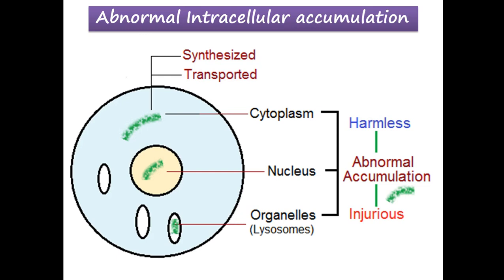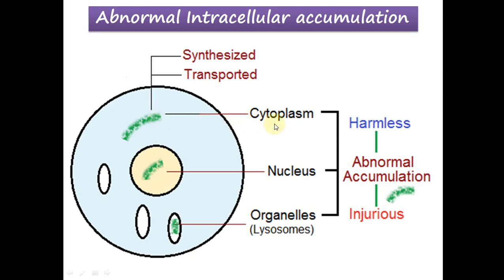Normally, the cell has a limited ability to synthesize, store, and transport various substances. The abnormal accumulation of various substances in the cell may be either synthesized by the same cell where abnormal accumulation occurs, or it may be transported to the cell when it is synthesized somewhere else and is transported to the cell in greater amounts where it gets accumulated.